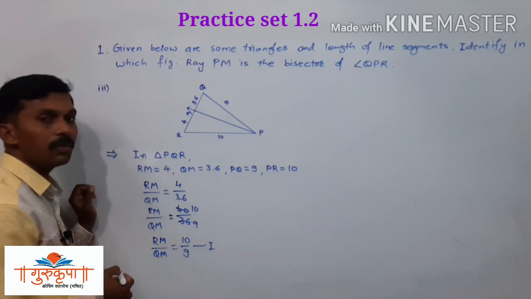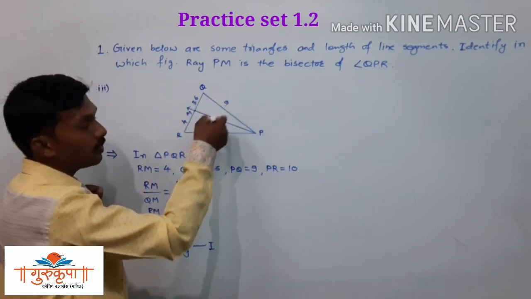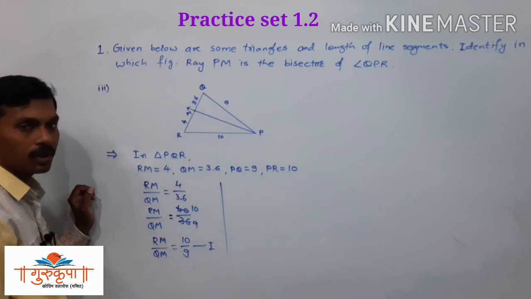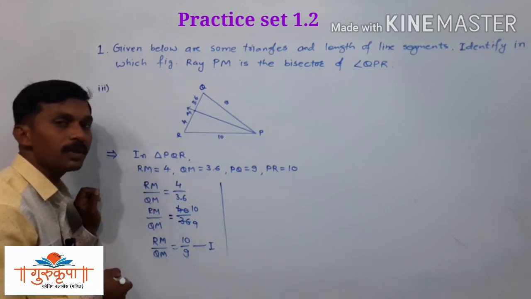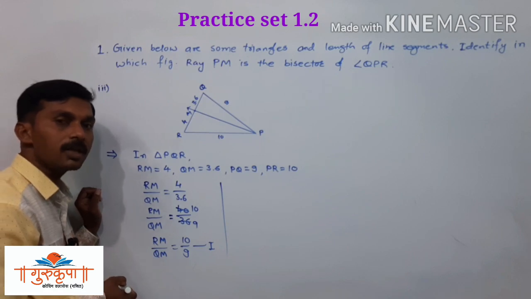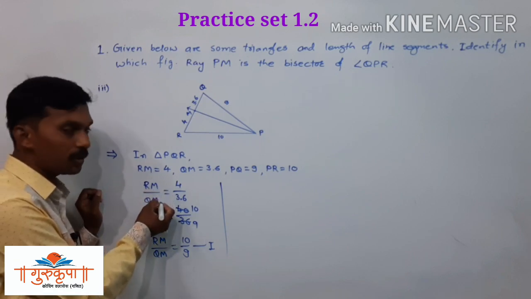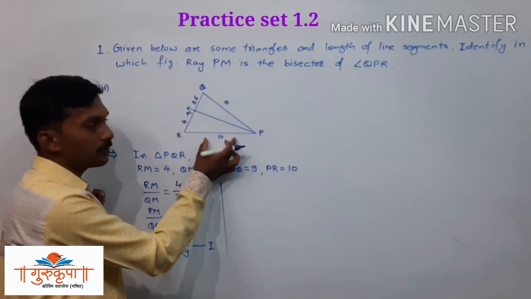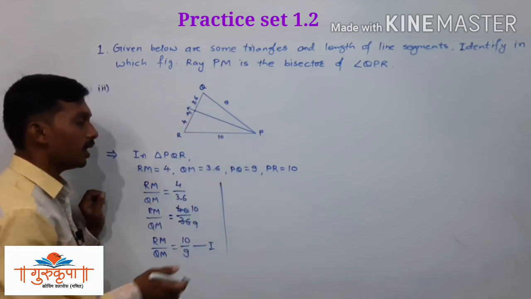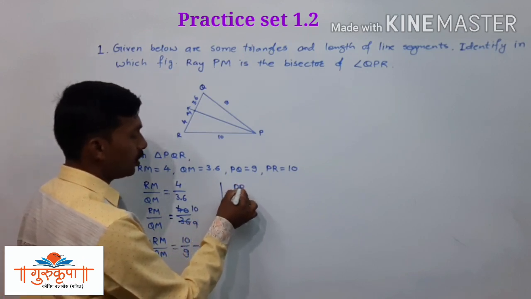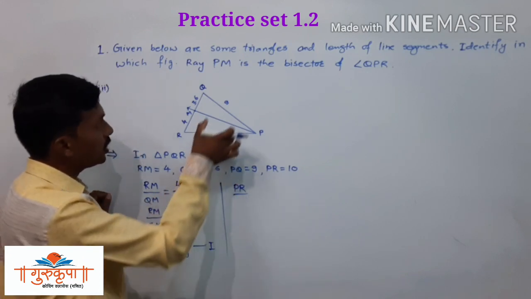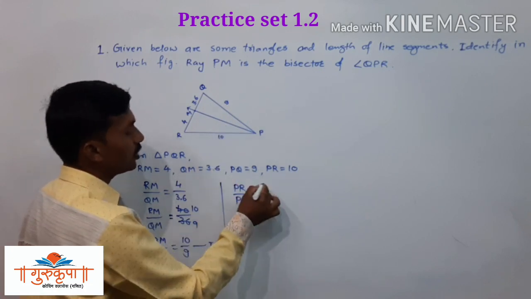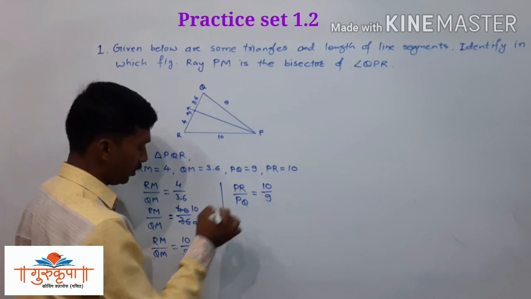And now we will get the value of the second ratio, but while writing the second ratio, check the correspondence between the first ratio and second ratio. Here we have Rm upon Qm. Since here we have Rm, we have to write the corresponding side of Rm, that is Pr, upon the corresponding side of Qm, which is Pq, that is 9. We have to put the values there. This is 10 upon 9.